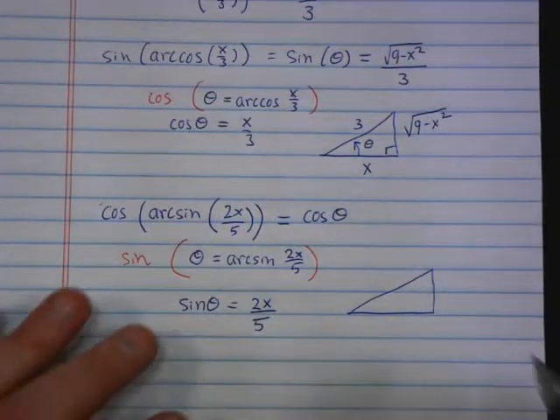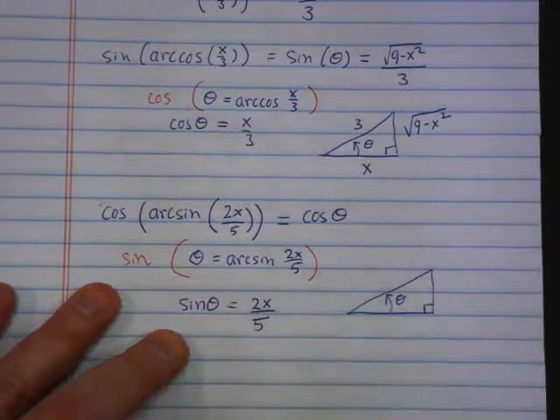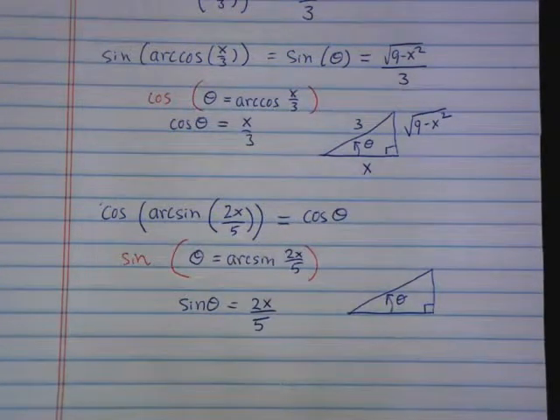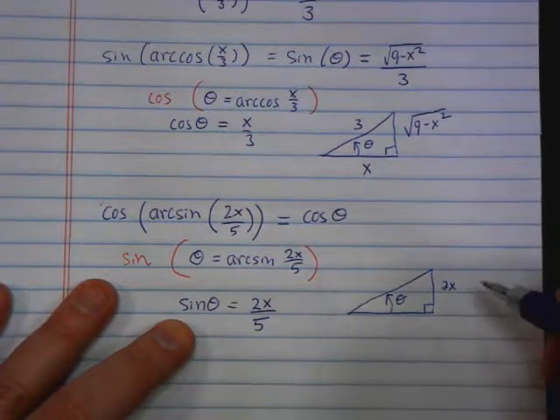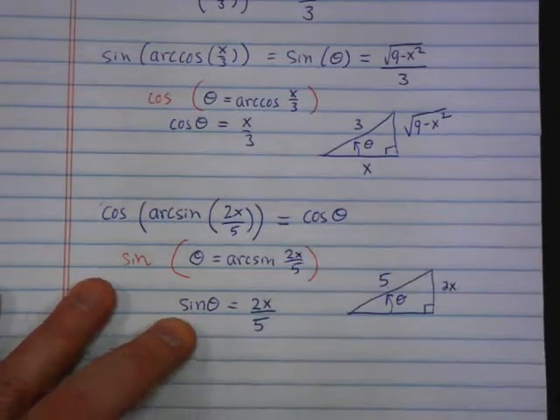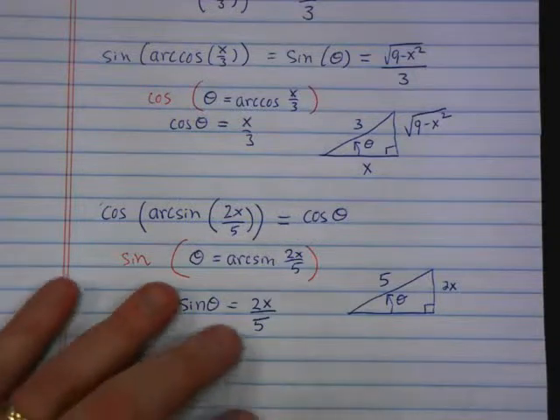I draw my triangle. Here's my angle theta. How do I label this triangle? Opposite is 2x. Hypotenuse is 5. You'll let me do the Pythagorean theorem, okay?